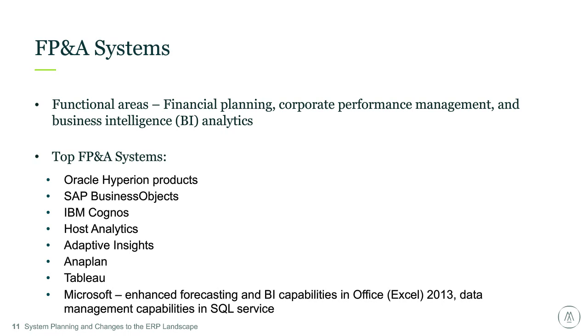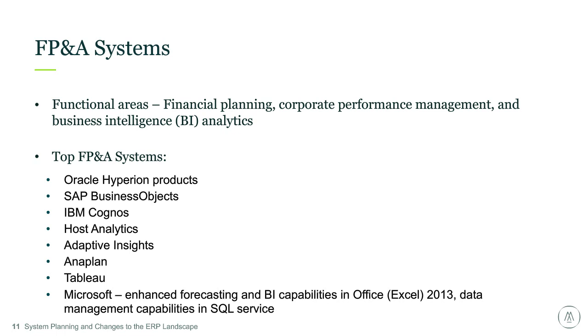Hyperion, for example, is known for its ability to support large enterprise planning and modeling scenarios and doing what-if analysis. But Oracle has now made it available for the mid-market on the NetSuite platform as PBCS, Planning and Budgeting Cloud Service. Cognos and SAP Business Objects are similarly known for their ability to support mid to large enterprises, but they are better known for reporting and analytics.